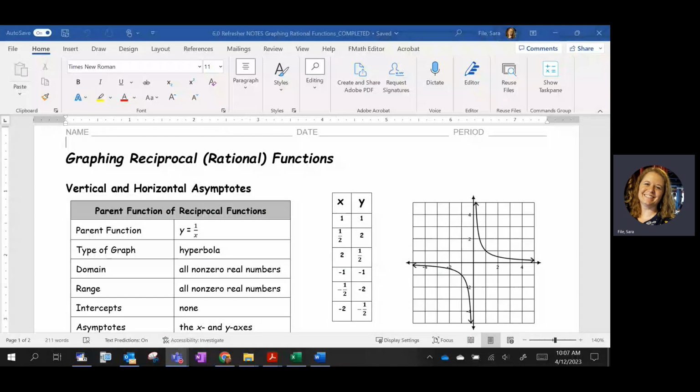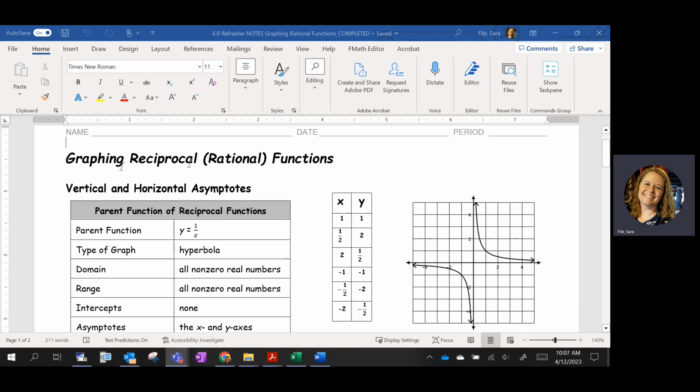This is a kind of refresher lesson on rational functions from Algebra 2. And we reviewed some of this at the very beginning of this year as well in Unit 1 when we talked about parent functions and transformation rules. So you'll notice it says graphing reciprocal and then it says rational in parentheses. So rational functions are when we have x in the denominator.